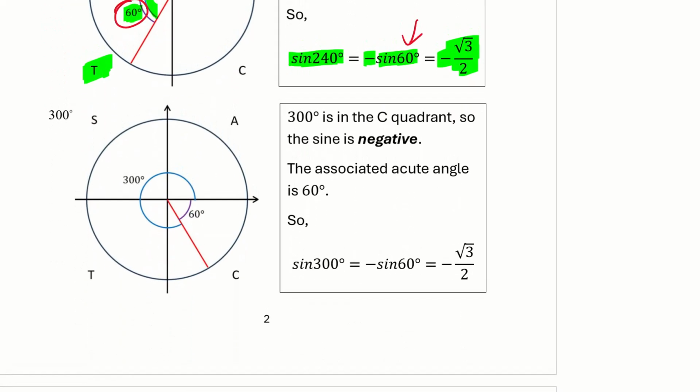And when we go into the next quadrant, so our angle is down here, from 0 it's 300 degrees. The associated acute angle there is 60 again. We're in the C quadrant, so the sign should be negative. Sine 300 is the negative of sine 60, so it's also negative root 3 on 2.